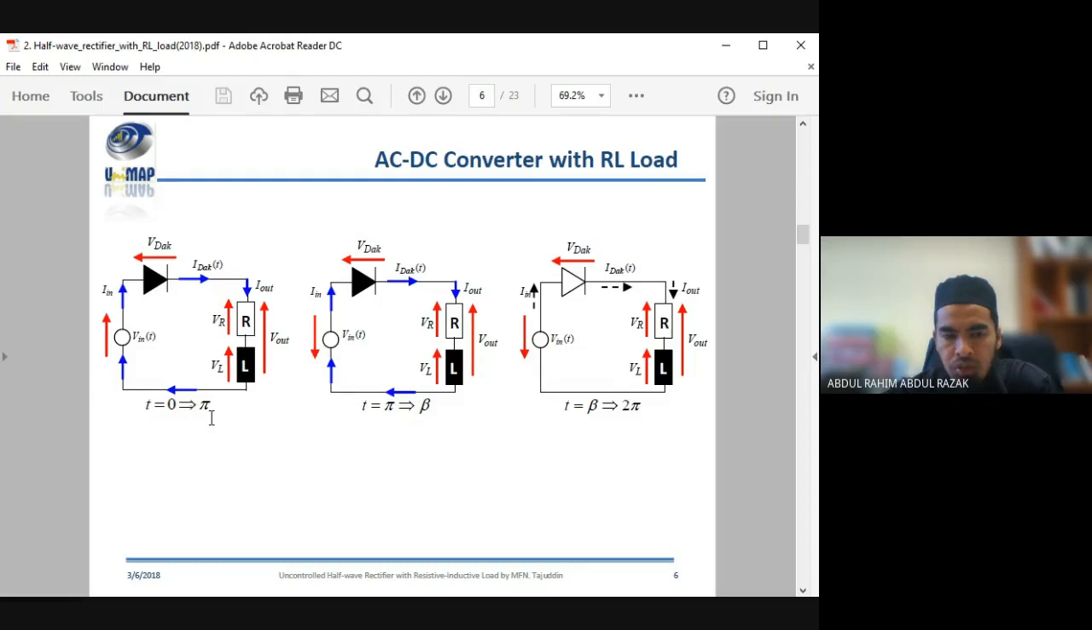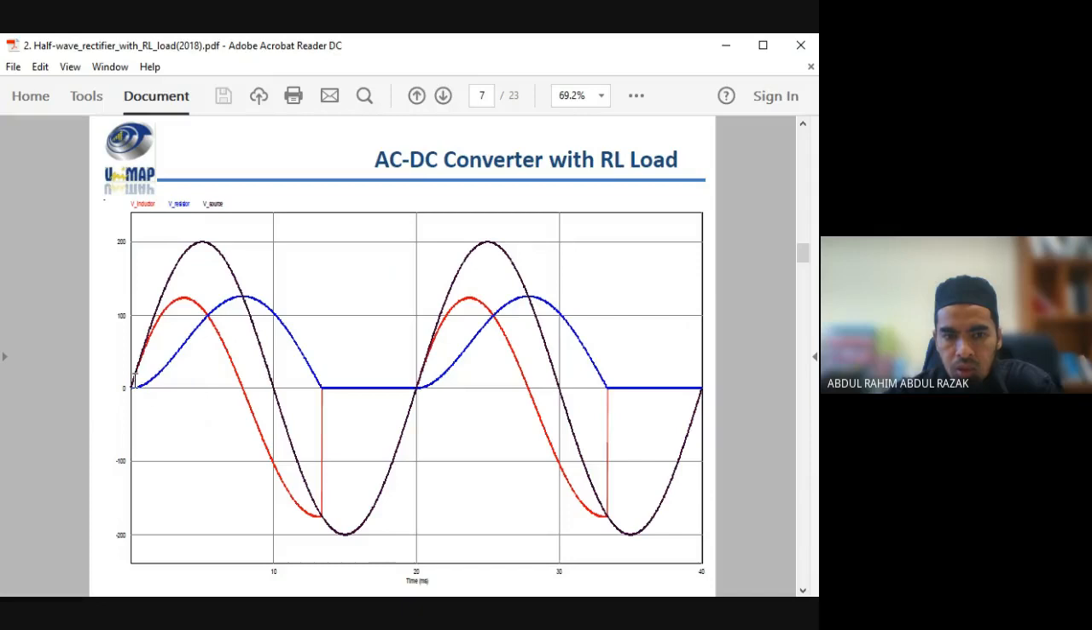Okay, from 0 to pi means from 0 to pi here. This is 2 pi, right? One full cycle. From 0, this is pi, this is 2 pi, this is another cycle. So from 0 to pi, how much is the current? Meaning how does the current flow? It flows in the positive.